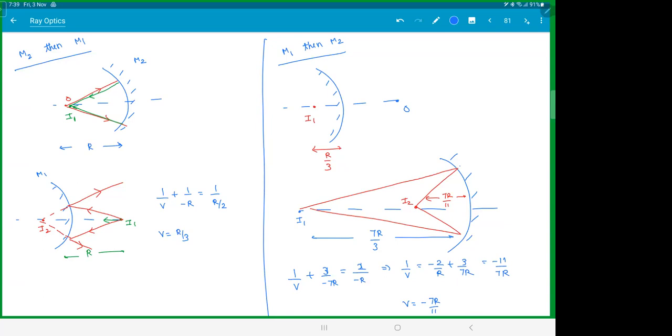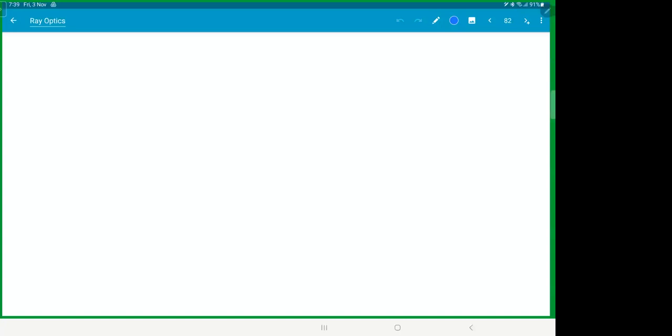Next thing, a bit of theory. Turn the page. Newton's formula.